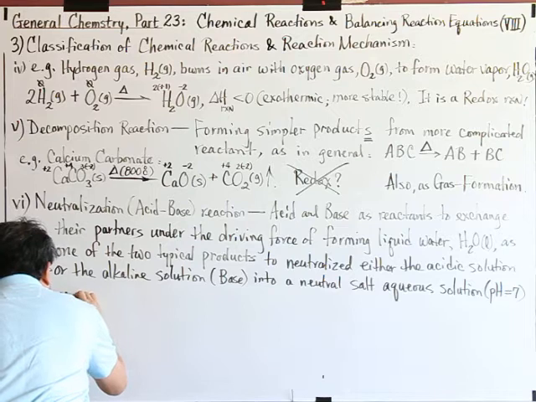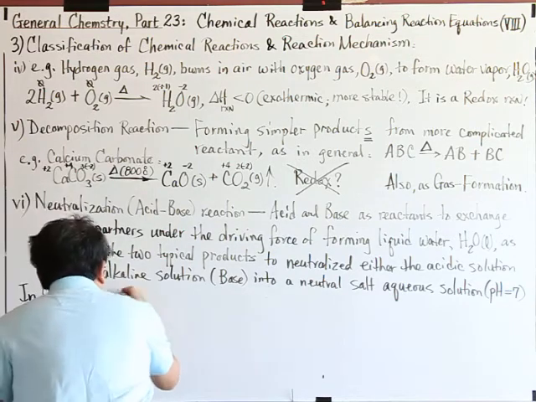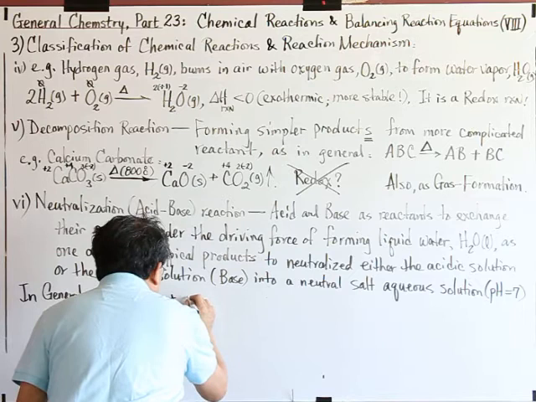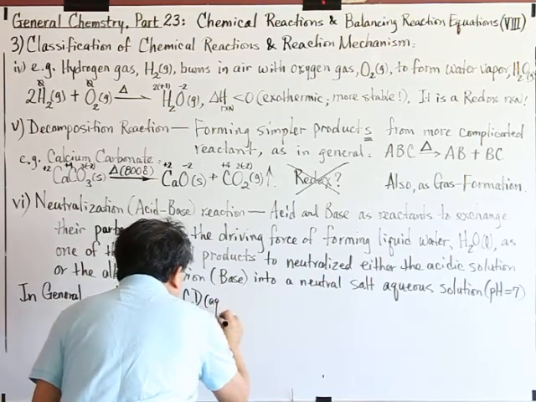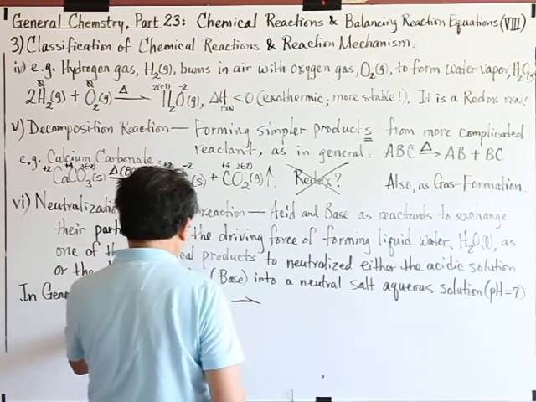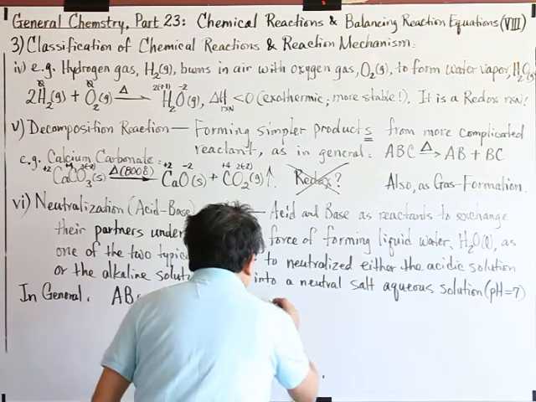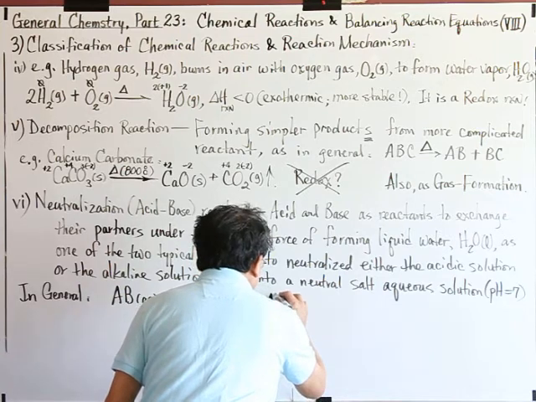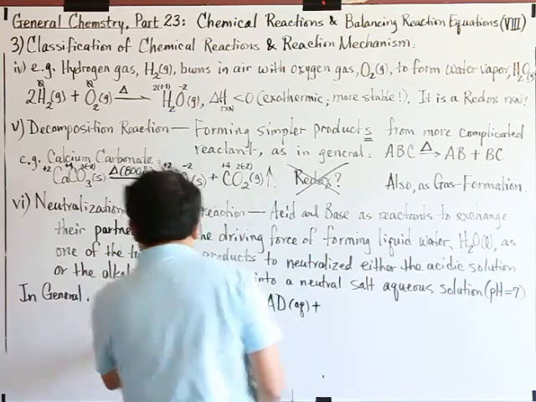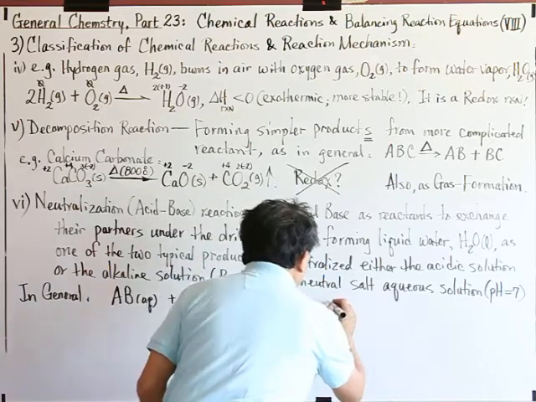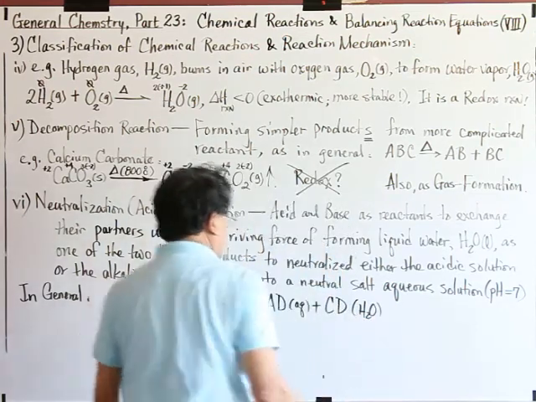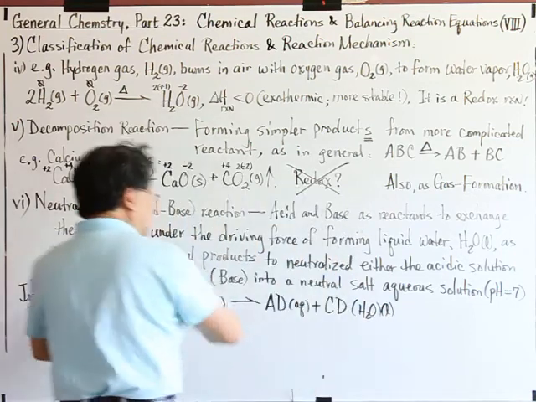So in general, it is a double displacement. You have AB, aqueous, plus CD, also aqueous. Then you exchange the partner. A goes to D, B goes to C, and it could be an aqueous salt, and plus, in this case, this should be water, in liquid. So this is going to be a liquid. Now that's generalized.